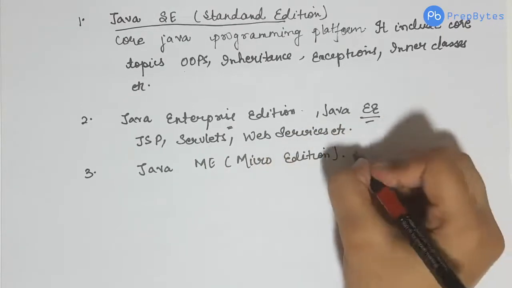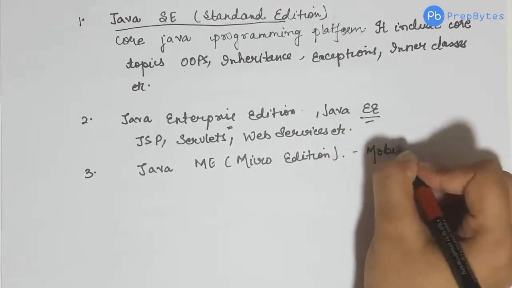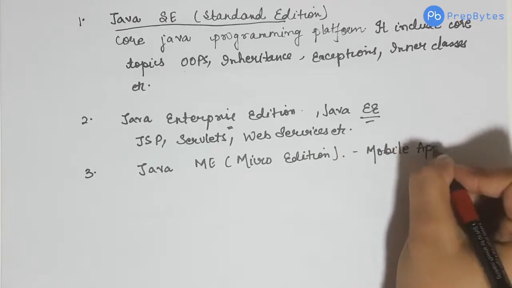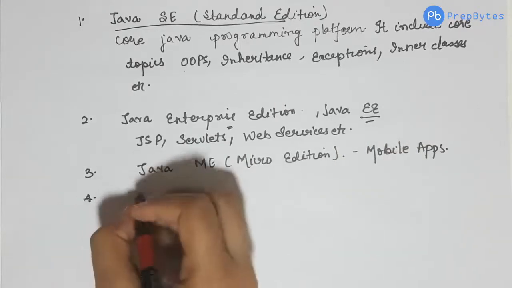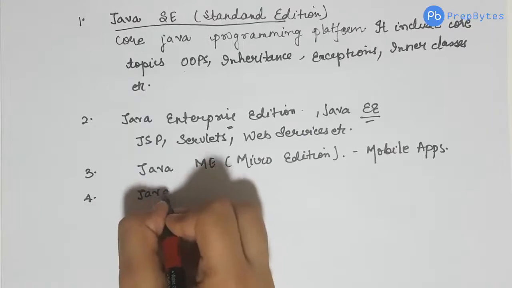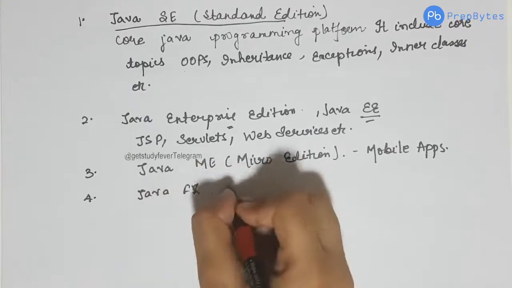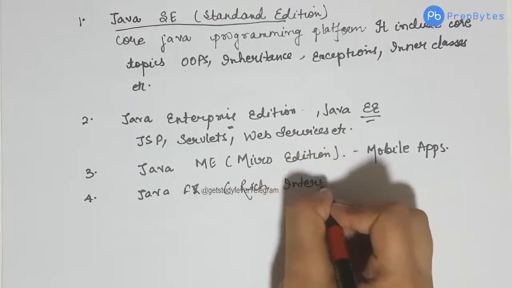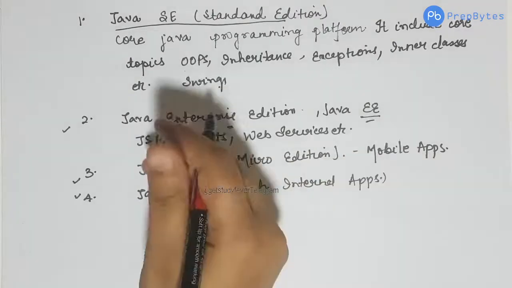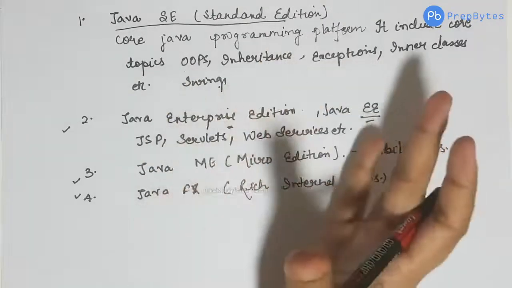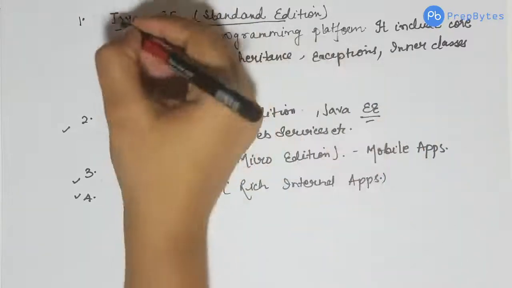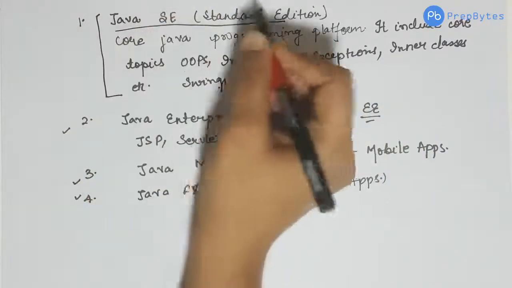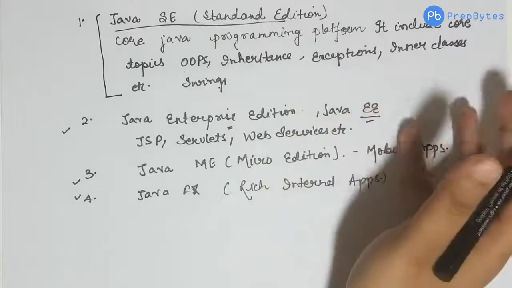This is used for building mobile apps. Then last we have JavaFX. It is used for building rich internet apps. These three editions are not of concern as of now for us. In this session we are going to talk about Java Standard Edition and these concepts.